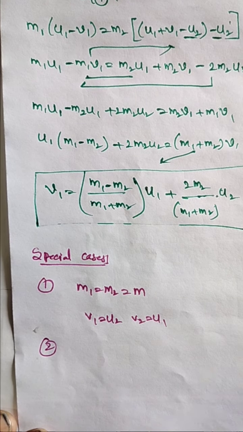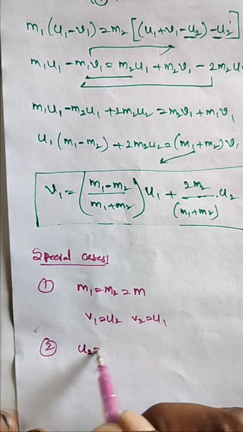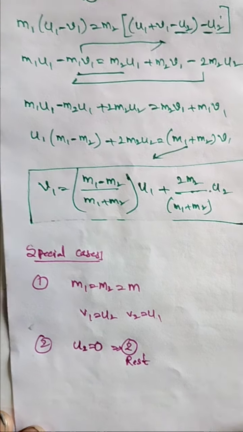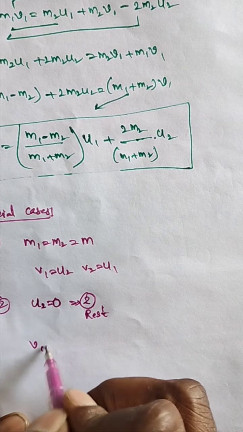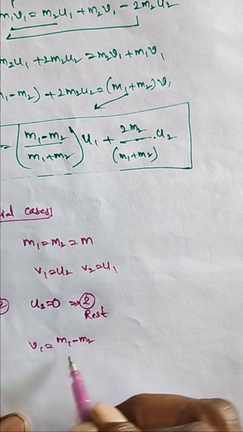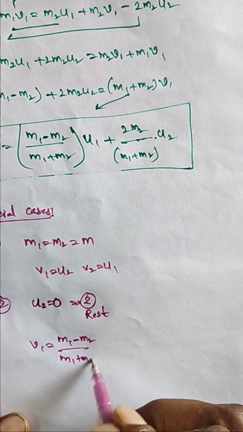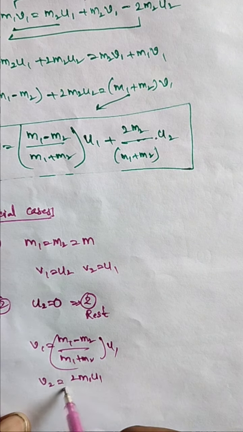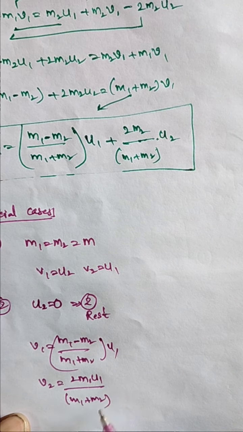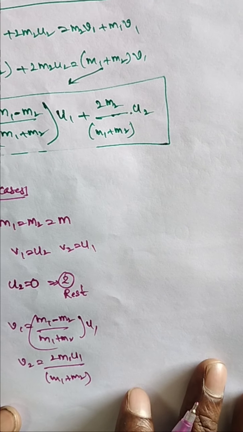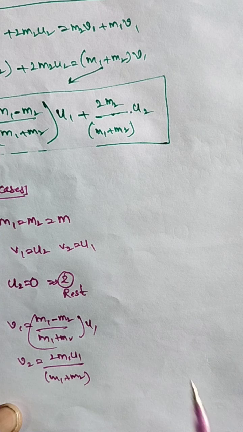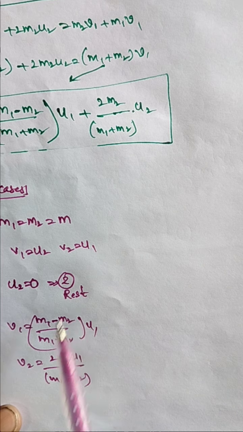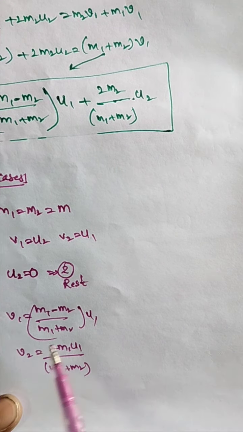And in the second case, u2 is equal to 0. That is, the second body is at rest. So in this case, what happens to v1 and v2? v1 is (m1 minus m2) by (m1 plus m2) into u1. And what is v2? 2m1u1 by (m1 plus m2). Okay, so here in this case, when u2 is equal to 0, the second body is at rest. This is the v1 equation and the v2 equation.